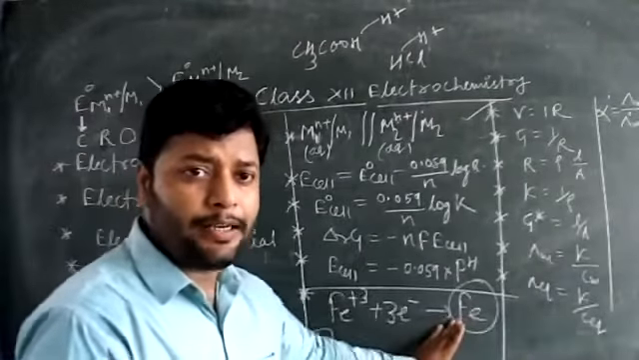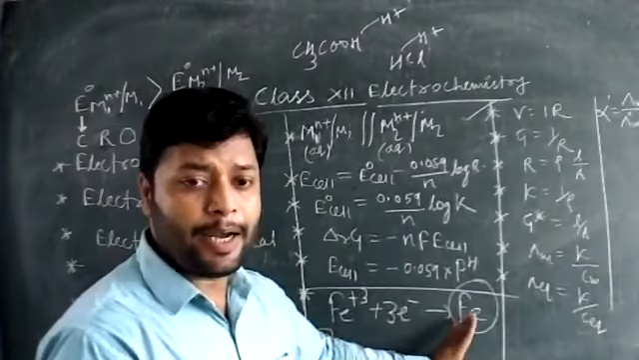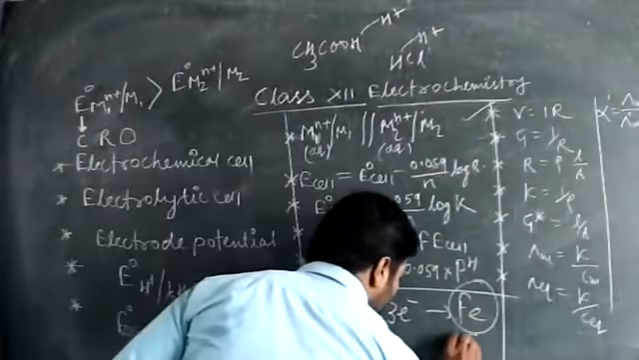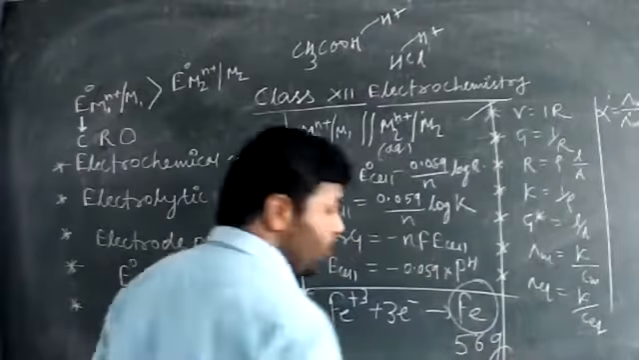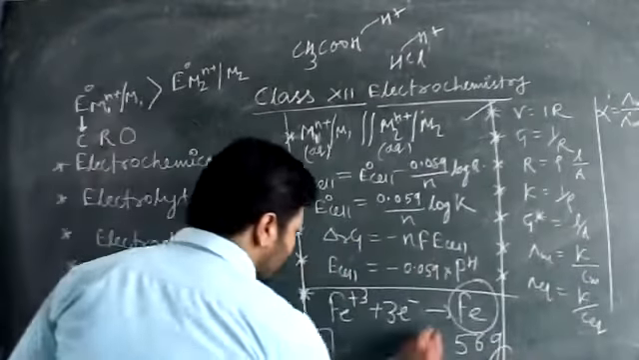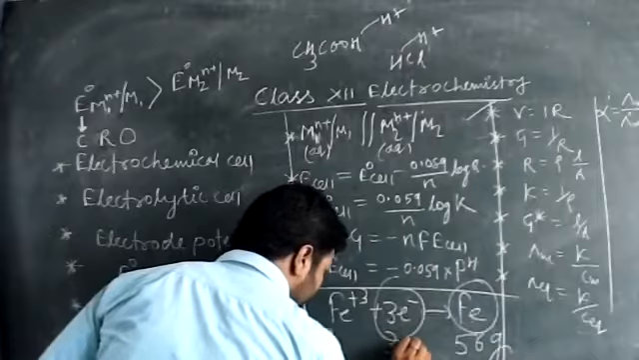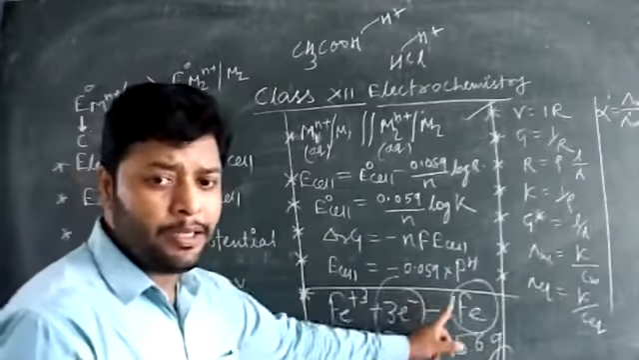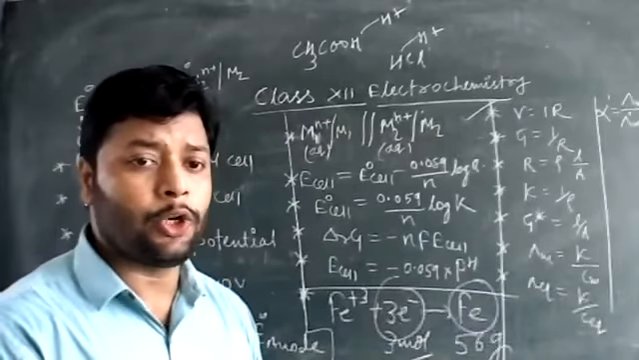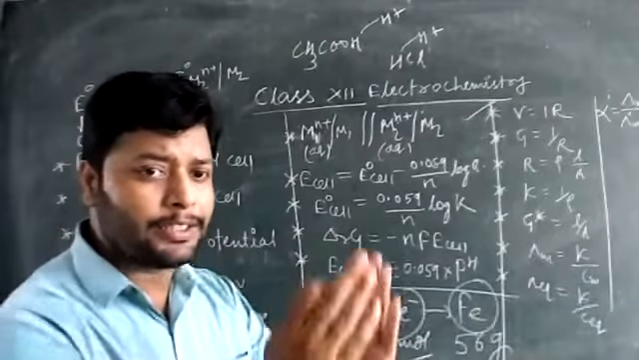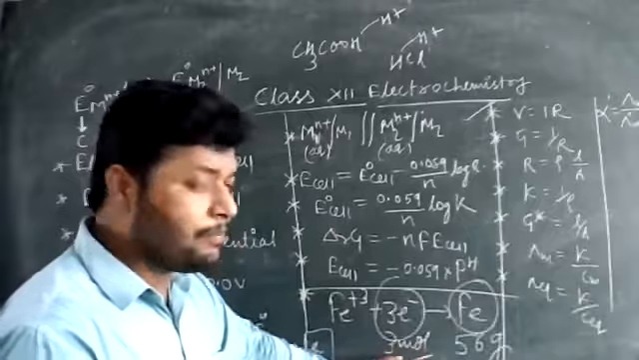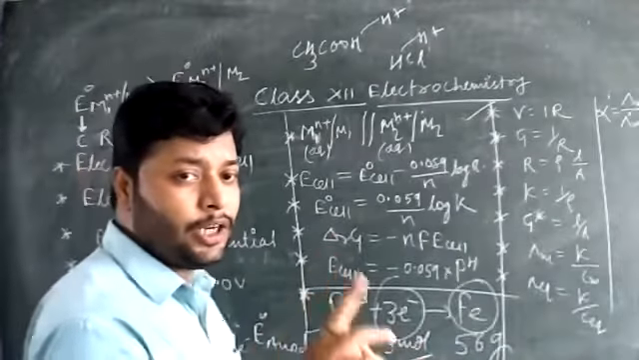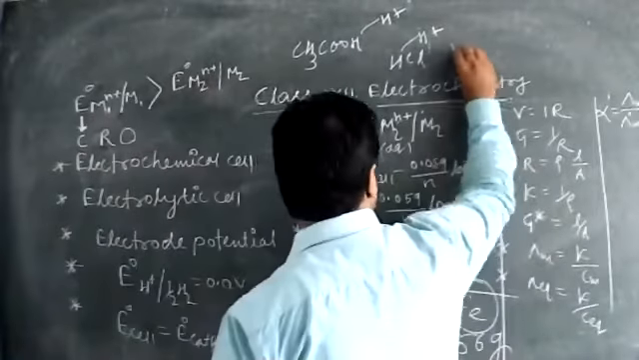What is the atomic mass of iron? 56 gram. So you can see, by passing 3 moles of electrons, we can deposit 56 gram of iron on the electrode. So there is a simple connection. The amount of charge is 3 moles of electrons, and the charge of 1 mole is called 1 Faraday.